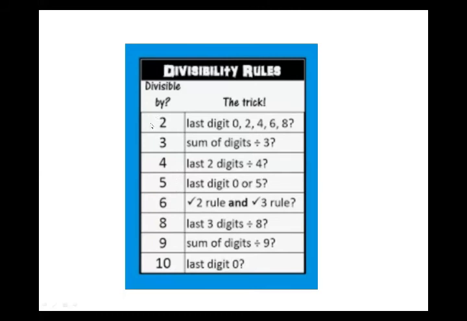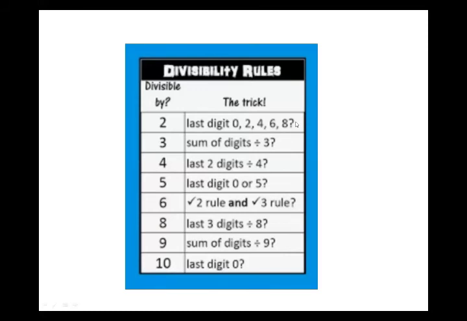For the divisibility of 2, if the last digit, only the last digit, is an even number, which is 0, 2, 4, 6 or 8, then we say that the number is divisible by 2. Now the divisibility of 3: we check whether the sum of the digits is divisible by 3, then the actual number is also divisible by 3.